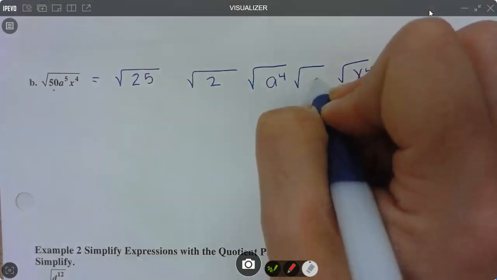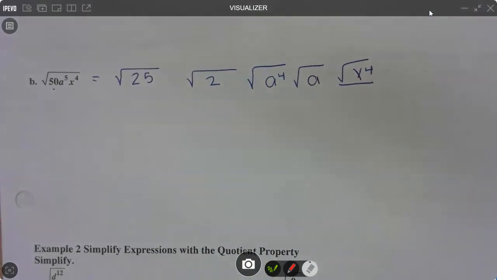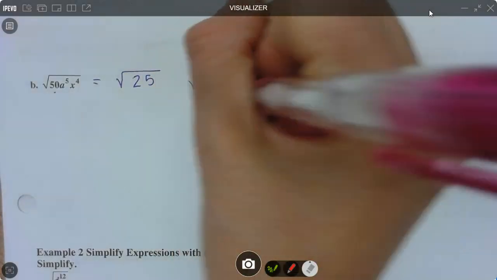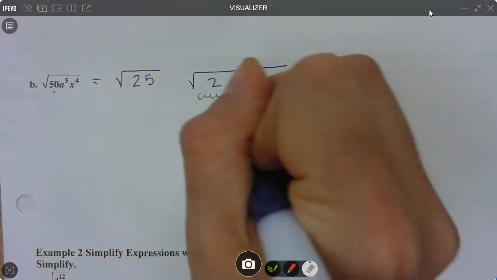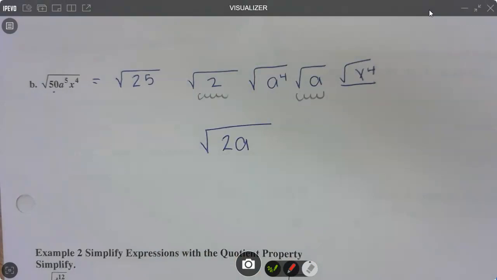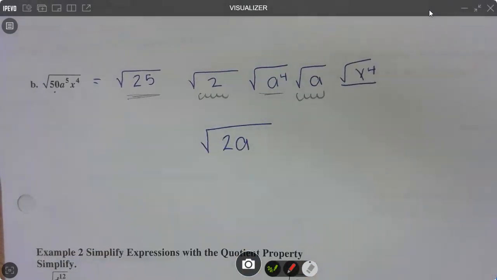A to the 5th is going to become a^4 and a, thus allowing you to leave the non-perfect squares inside the radical and bring the perfect squares out as their square roots.